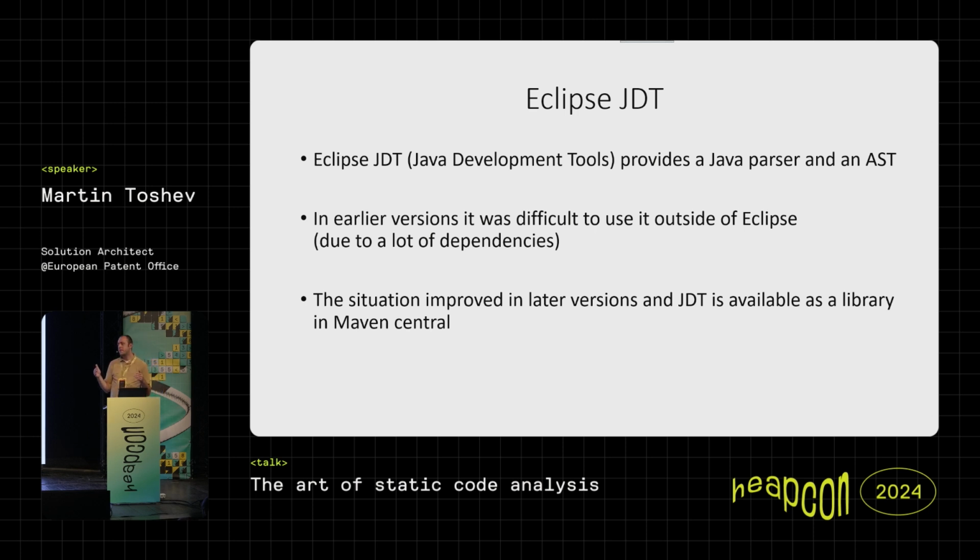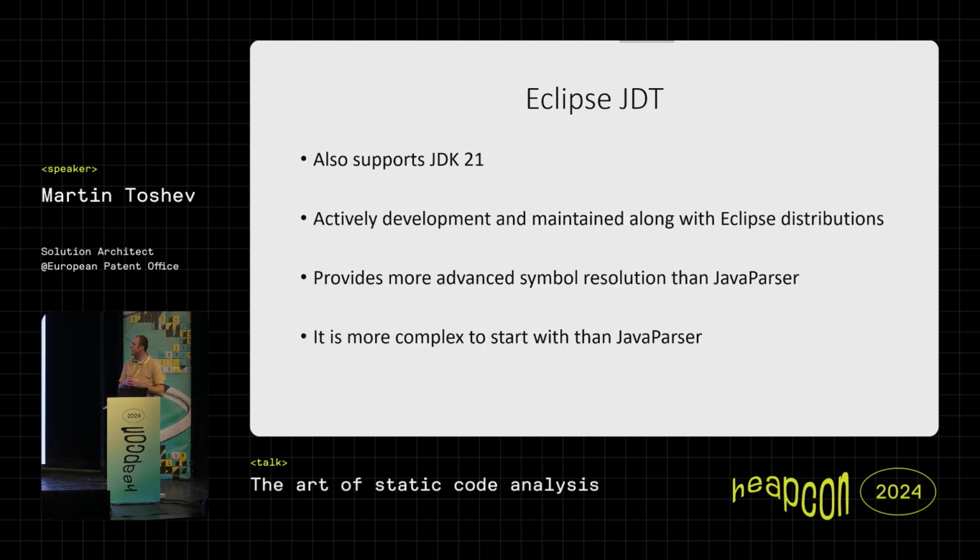In earlier days of the Eclipse development environment, it was quite hard to use Eclipse JDT out of the box because you needed to drag a lot of dependencies from the Eclipse framework, like some UI components and stuff like that. But in the latest versions of Eclipse, they've put some effort to extract that as a single separate Maven dependency. So you can more easily use Eclipse JDT without dragging too many dependencies into your project. And it also supports JDK 21.